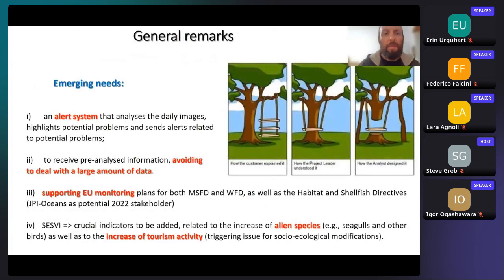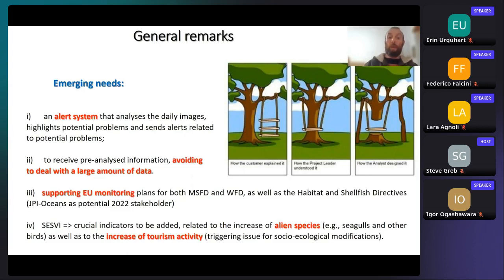Well, at the end of the story, I have to tell you that what we learned from the users is they really want direct information based on alert systems. So they want everything that is necessary to build an alert system. As I said before, they want to avoid managing a large amount of data, and they want quick, wrap-up information that might give some support to the monitoring strategies, for instance, the European Marine Strategy Framework Directive and the Water Framework Directive.